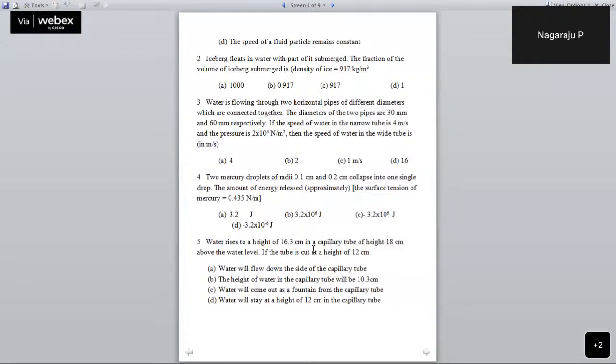I didn't talk about the viscosity, but anyway, water, you will study that as capillary rise. Based on that, it is given. So it is 16.3 centimeter. It is given in centimeter. Capillary tube of height 18 centimeter above the water level. If the tube is cut at a height of 12 centimeter.